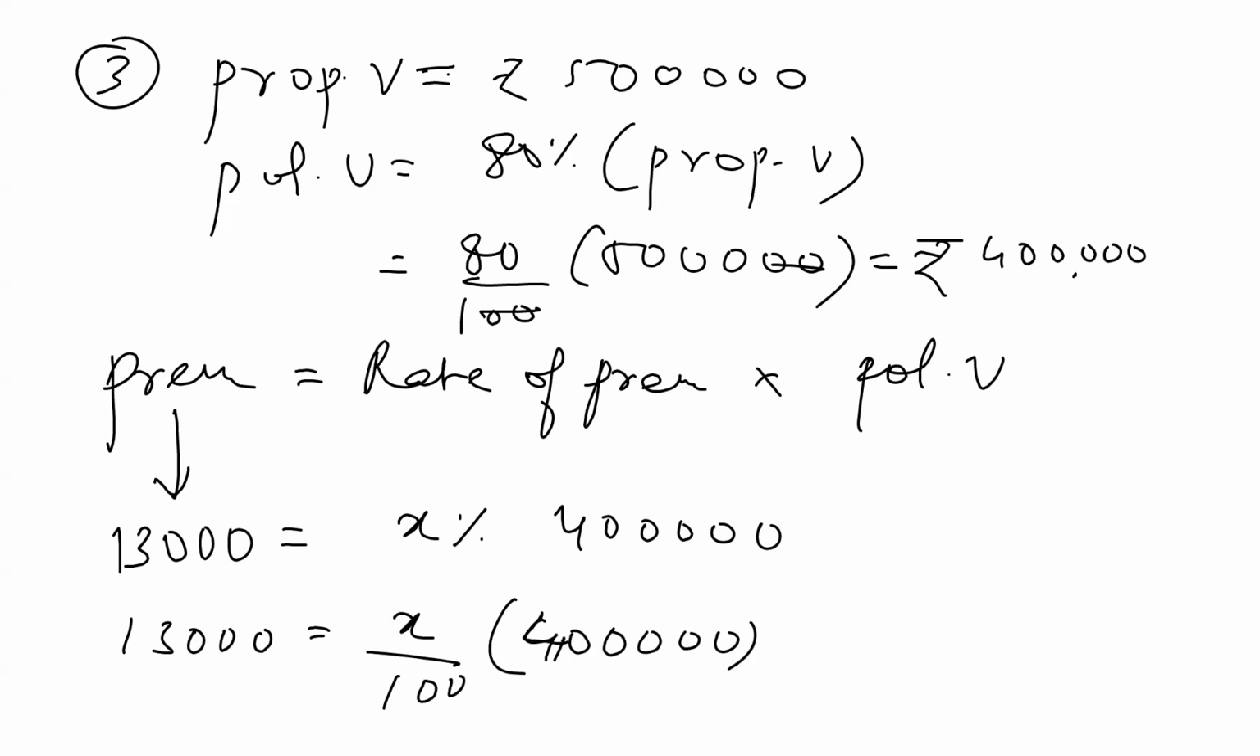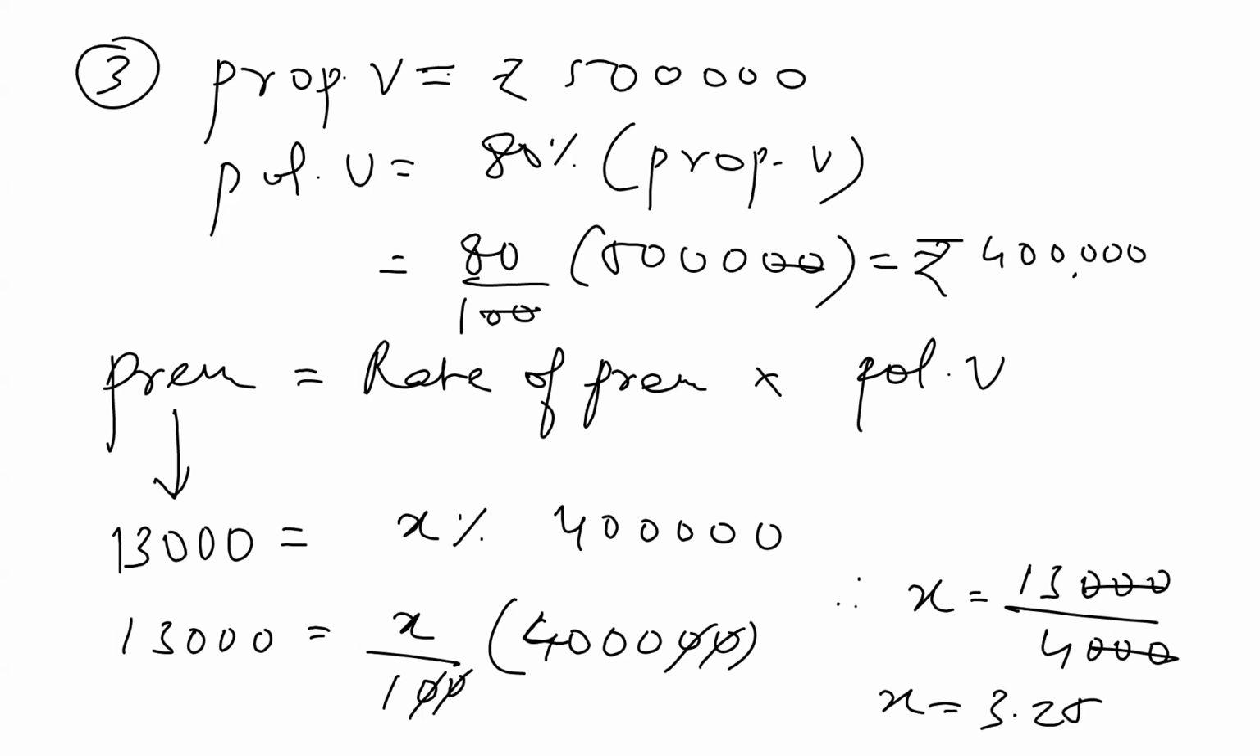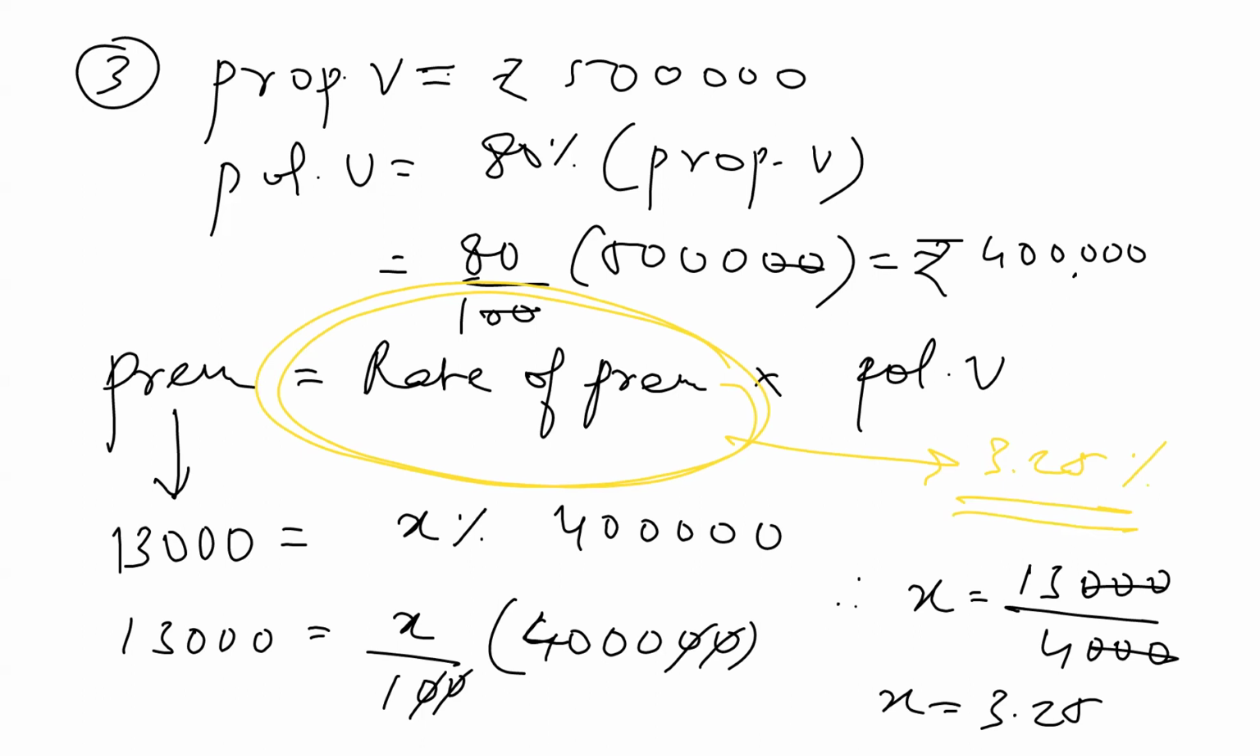Okay, the zeros will get cancelled. Therefore, X is equal to 13,000 upon 4,000. Zeros will get cancelled. X is equal to 13 upon 4. So if you calculate 13 upon 4, that will give you 3.25. Fine. So now what you have to mention, that the rate of premium, that you need to mention very clearly. The rate of premium is 3.25%. Okay, rate of premium is 3.25%.